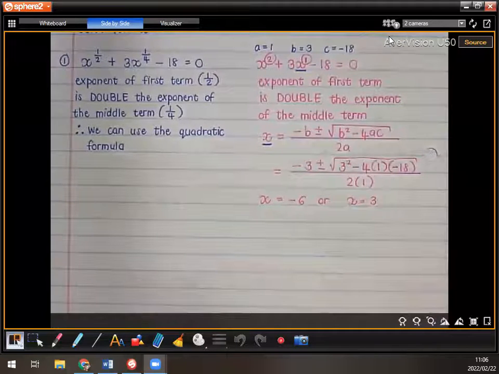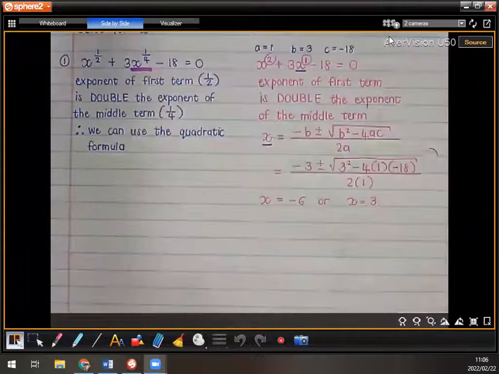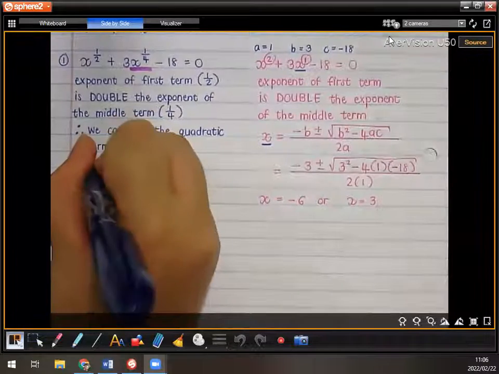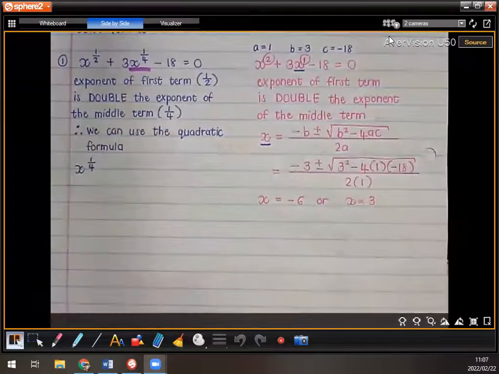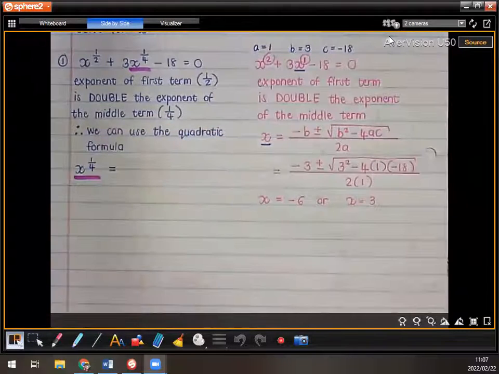Now, like I said, let's use a highlighter. What our x in the middle term is, that is going to tell us what we must write for the quadratic formula. We are going to write x to the power of a quarter is equal to the whole formula. All right, not x like we used to. X to the power of a quarter. Whatever you have in the middle term, that exponent is what you're going to write when you're using the quadratic formula.